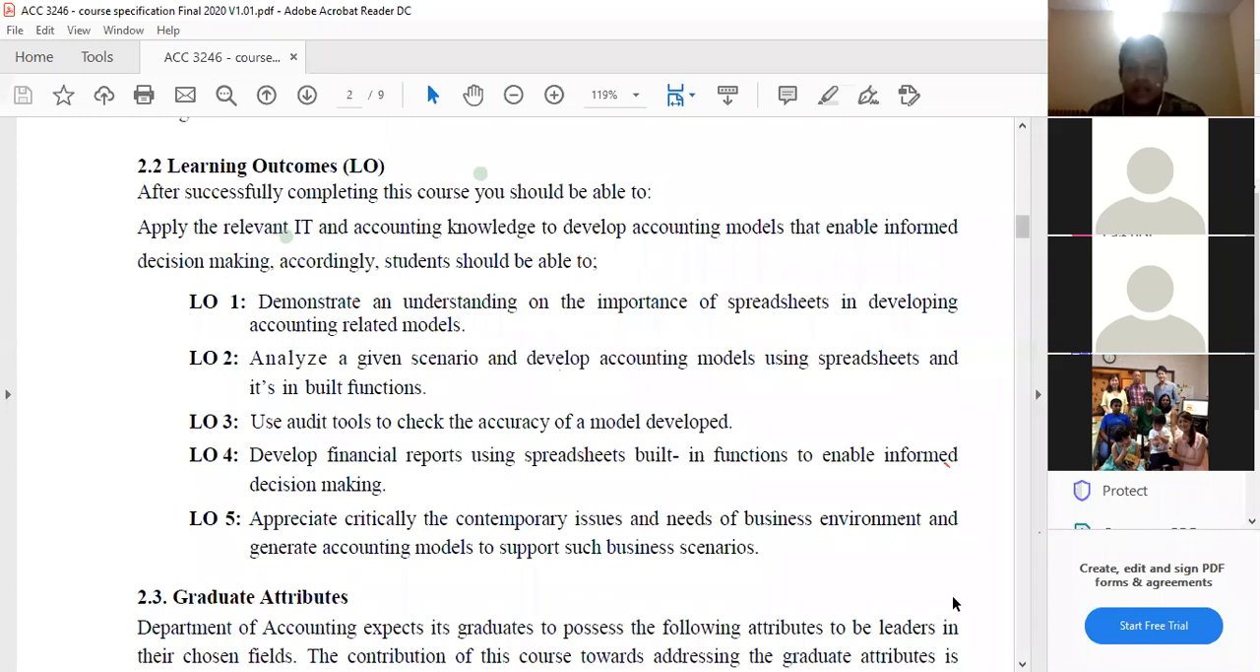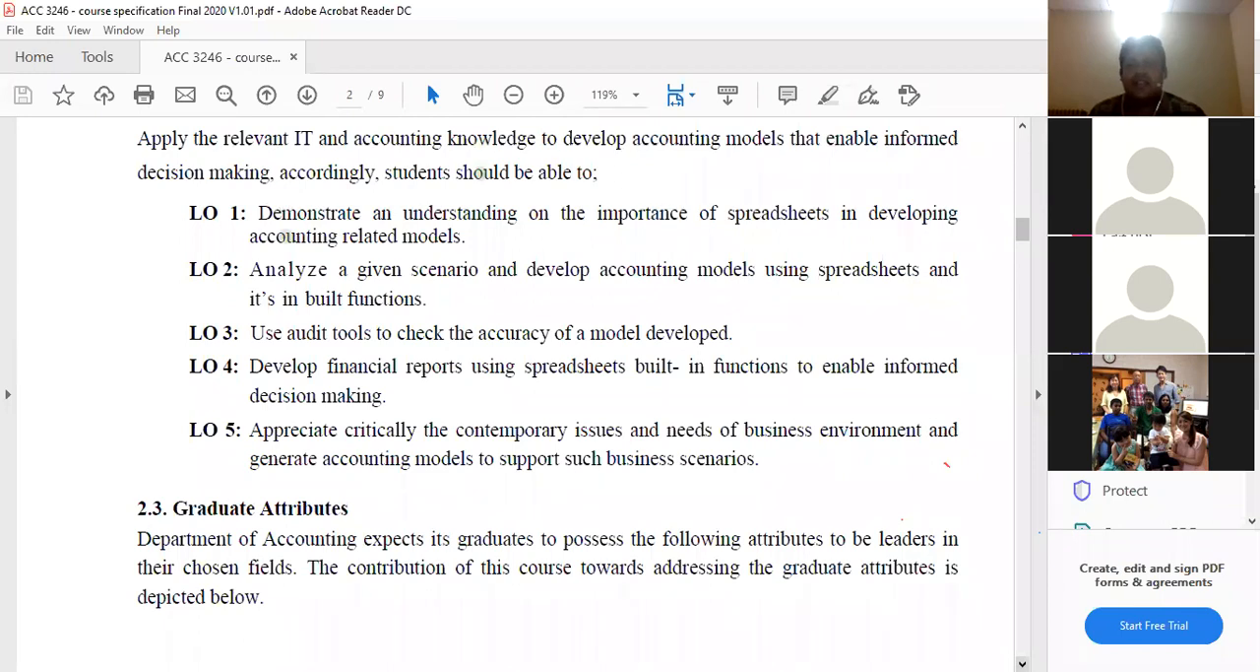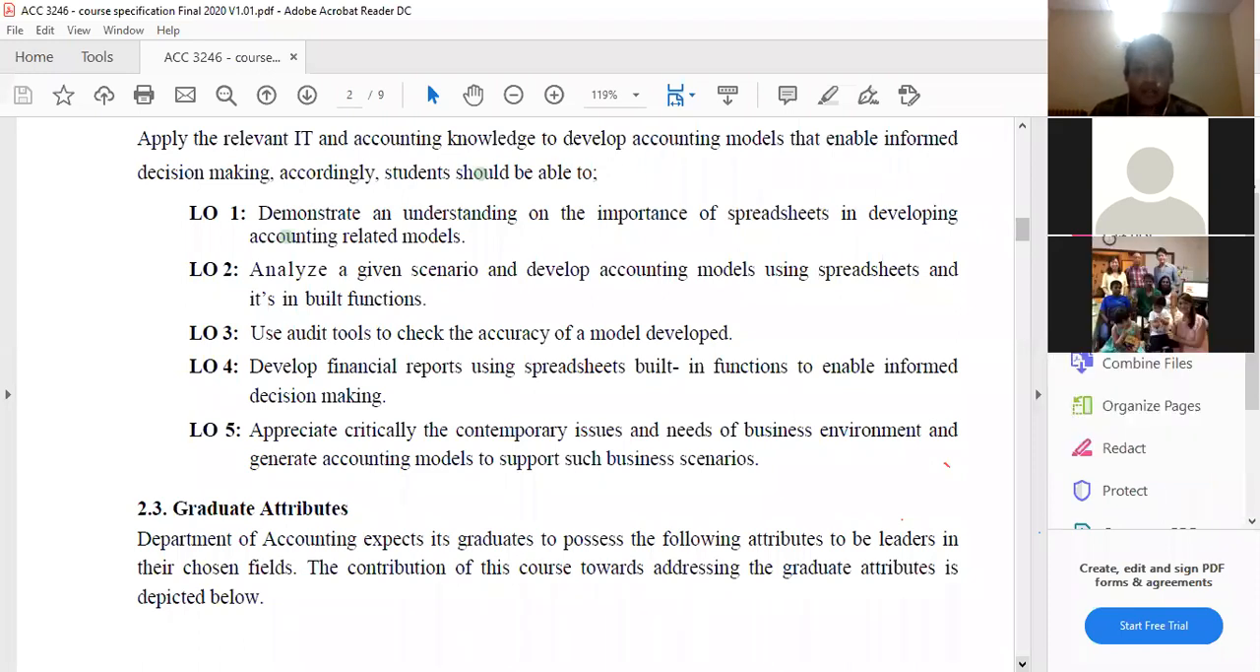Then you should be able to appreciate critically the contemporary issues and needs of the business environment and generate accounting models to support such business scenarios. This particular course does not confine itself to what you would learn, right? You are working in a practical environment, so you may come across different business scenarios. Those would be the contemporary issues you would come across.